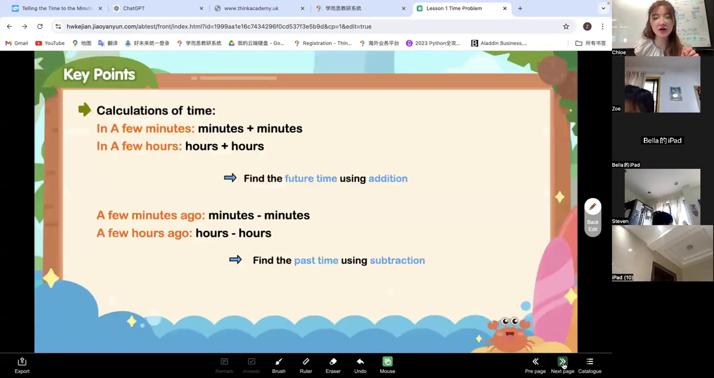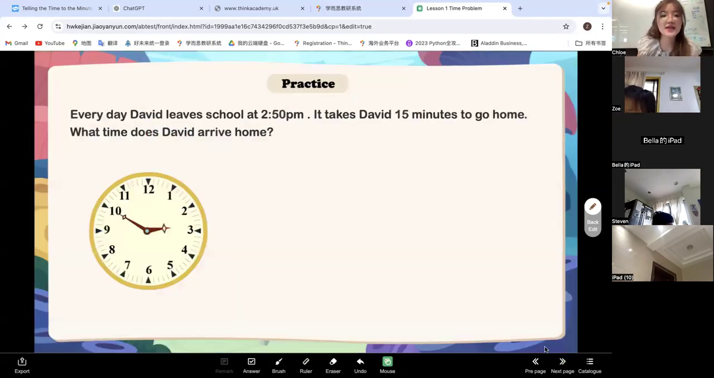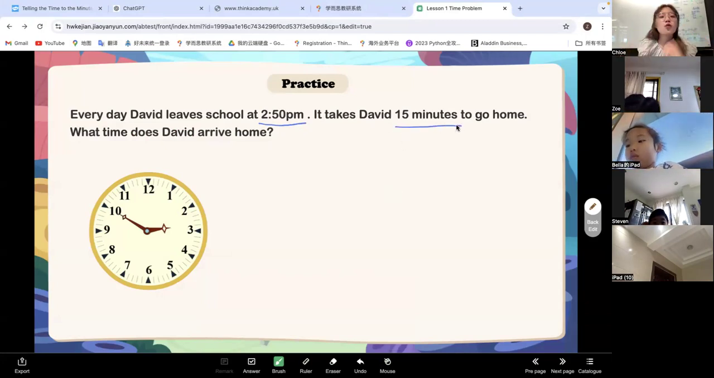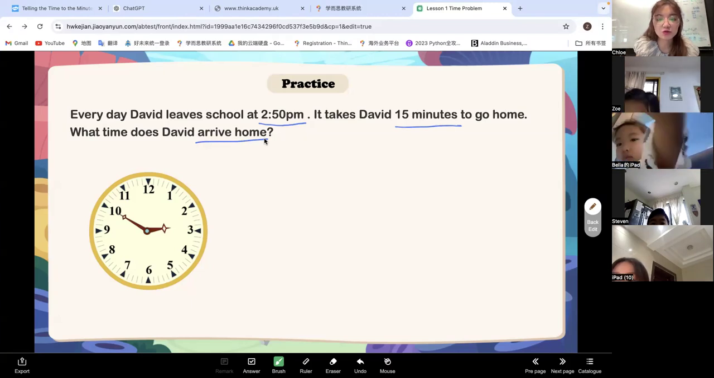Okay, now everyone, can we take a look at this question? Every day David leaves school at 2:50 p.m. It takes David 15 minutes to go home. What time does David arrive home? Okay, think about it. If you have any idea, you can raise your hand, write your answer on the paper. You can show me.